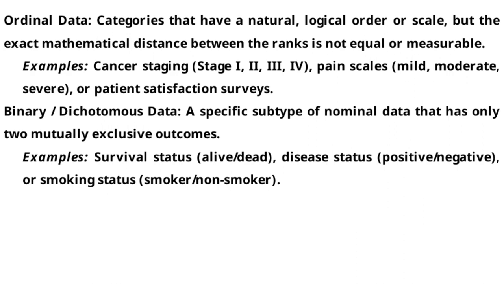Then we have binary data, a special kind of nominal data with just two possible outcomes. Think alive or dead, positive or negative, smoker or non-smoker. These distinctions help us organize and interpret information clearly.